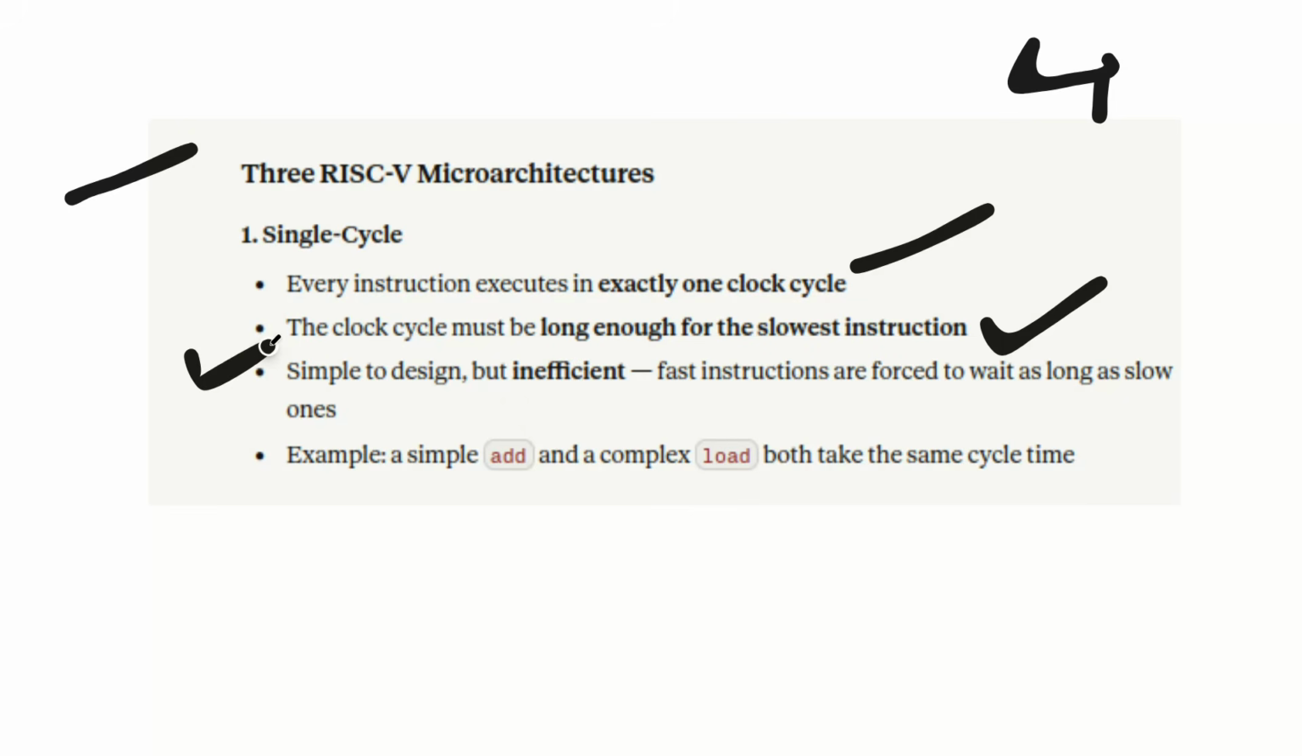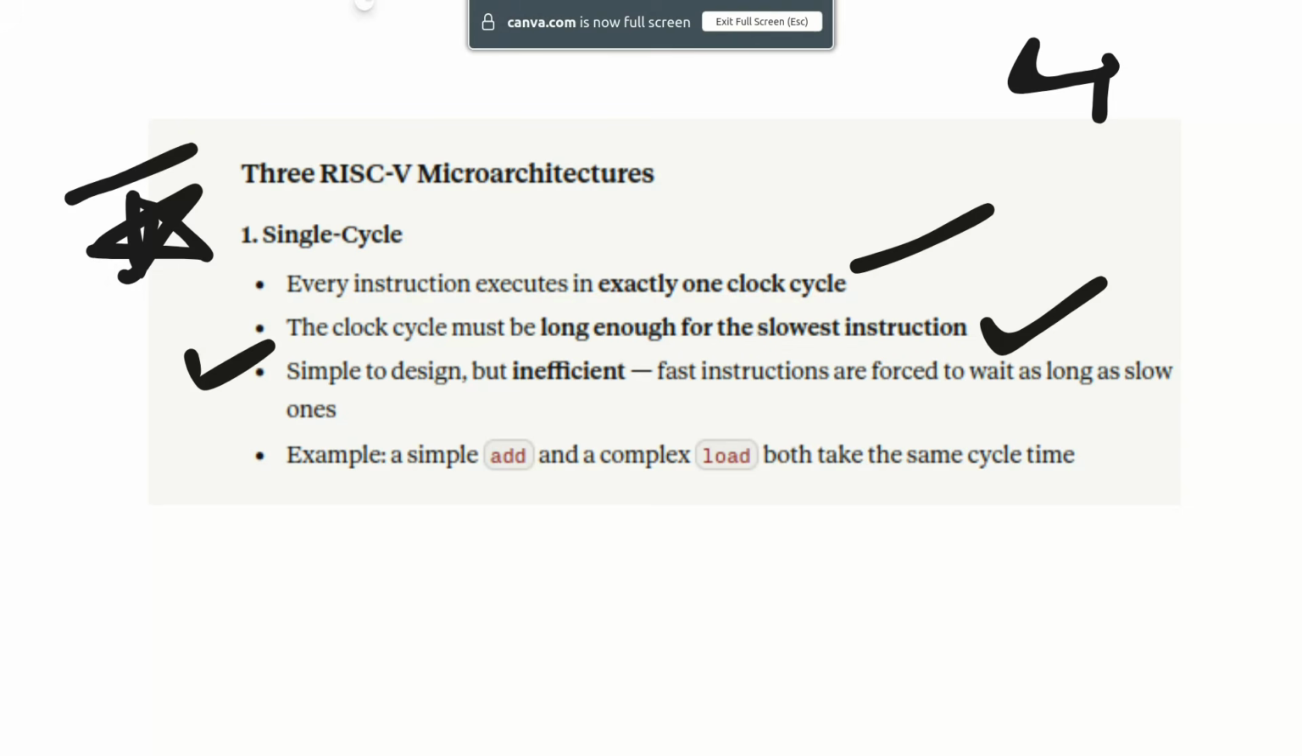So here the thing is, single cycle is very simple to design. When we first learn single cycle, we may find it difficult because it's our first time learning single cycle design. But once you get it, you find single cycle is simple to design. But the problem is that it is inefficient, because the fast instructions are forced to wait as long as the slow ones.